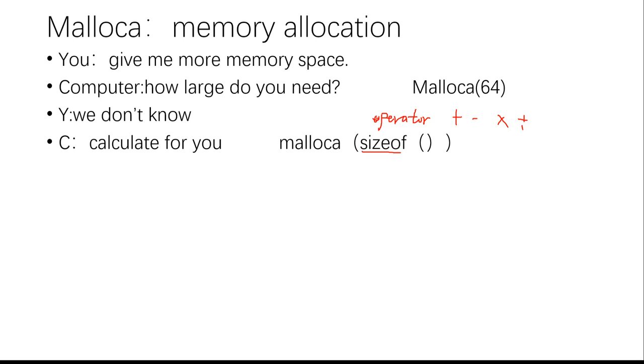And what does it calculate? It calculates the size of the part behind it, in the parentheses. Many times you don't know how large a space you need, so you can just write down the type here and tell the computer to calculate. So you can change the order like this: malloc, sizeof, and the int.